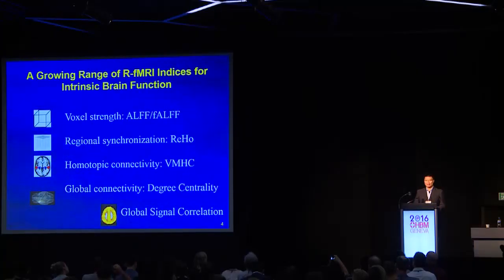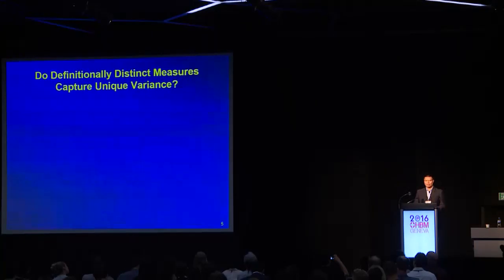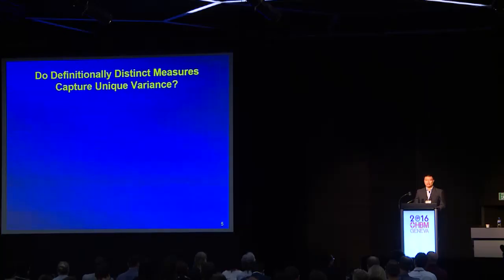So we have lots of methods. These methods are definitionally distinct. But do they capture unique variance, or do they have lots of shared variance? What are their interdependencies? These questions still remain unknown.